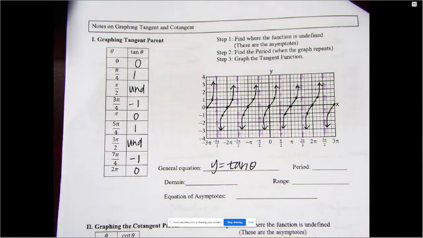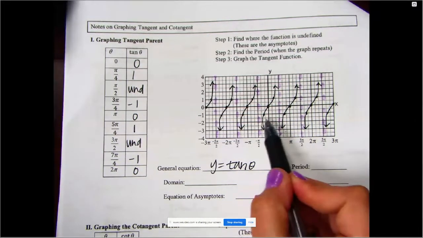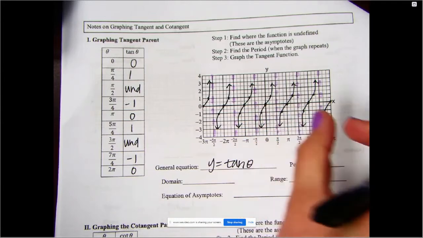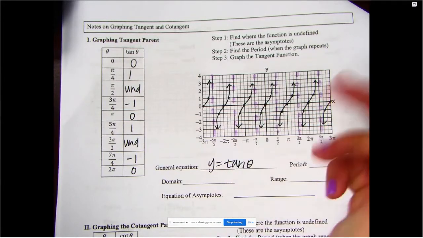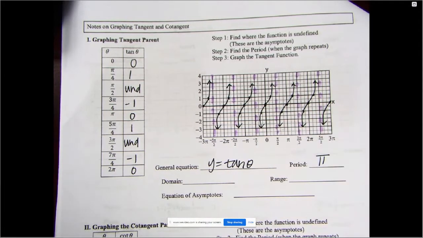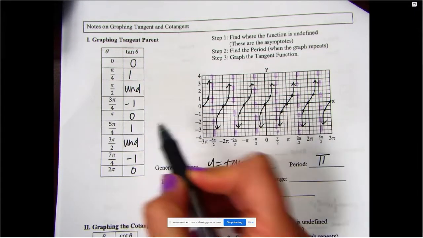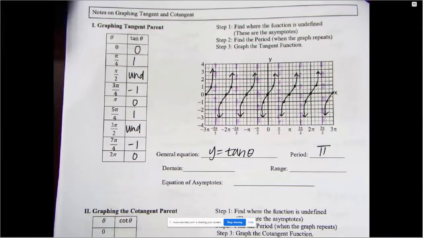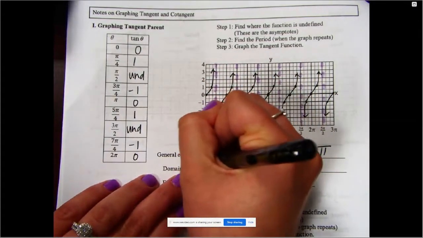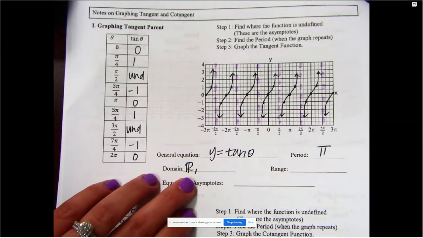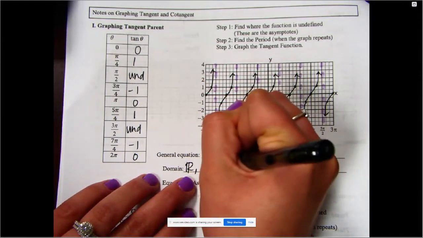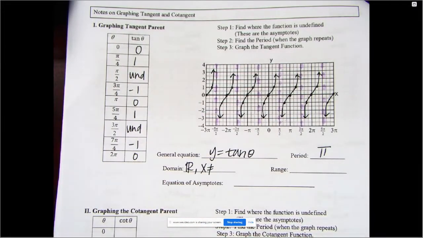Okay, the general equation for tangent, so parent function, y equals tangent theta. Period for tangent is going to be a little different. The section that's repeated across the whole graph is only a length of pi this time. Domain is not all real numbers because it skips where that asymptote is. So the way we're going to write this is, I'll put all real numbers except x doesn't equal, and I need to state all the places the asymptotes are.